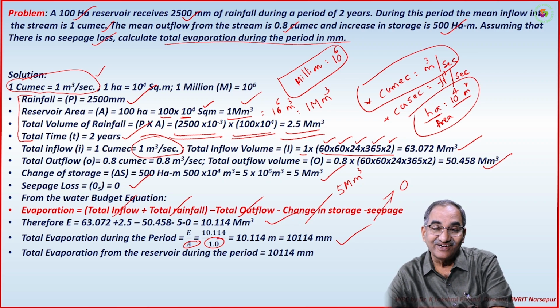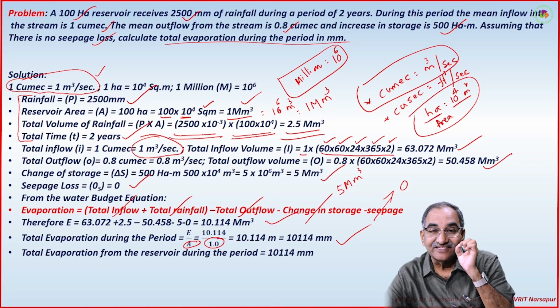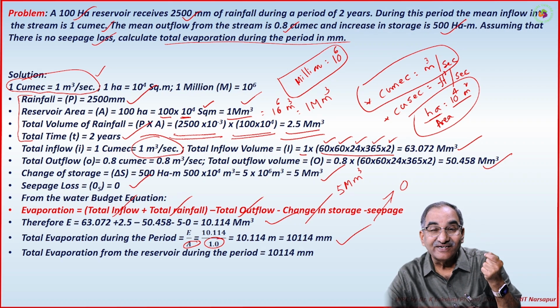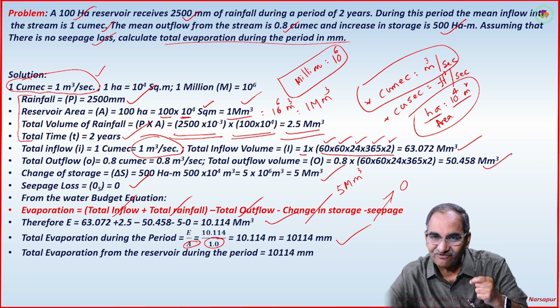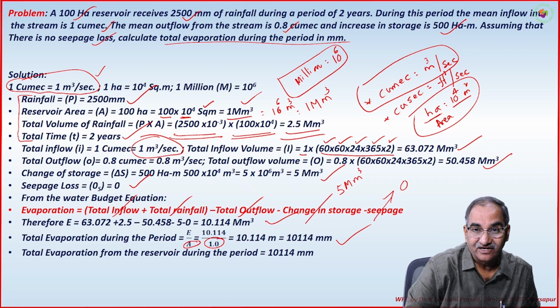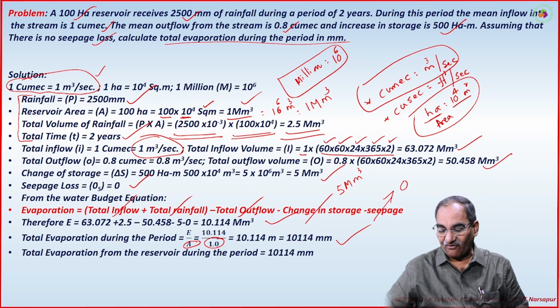So if you convert into meters, actually 10.114 meters of water is evaporated. Now you see how much that quantity is, and how much, 10.1 million meter cube, is lost due to evaporation. So that's why evaporation is such a great loss from any reservoir. That is what I want to emphasize.